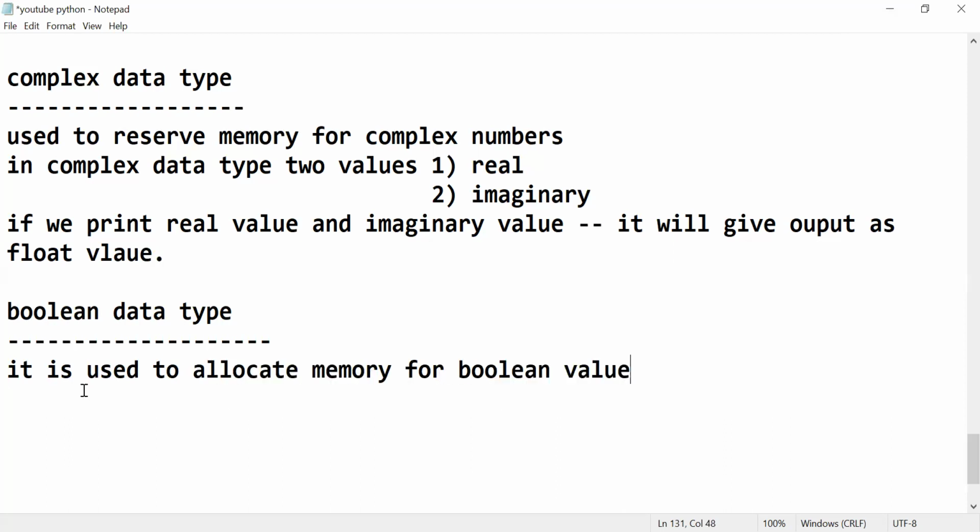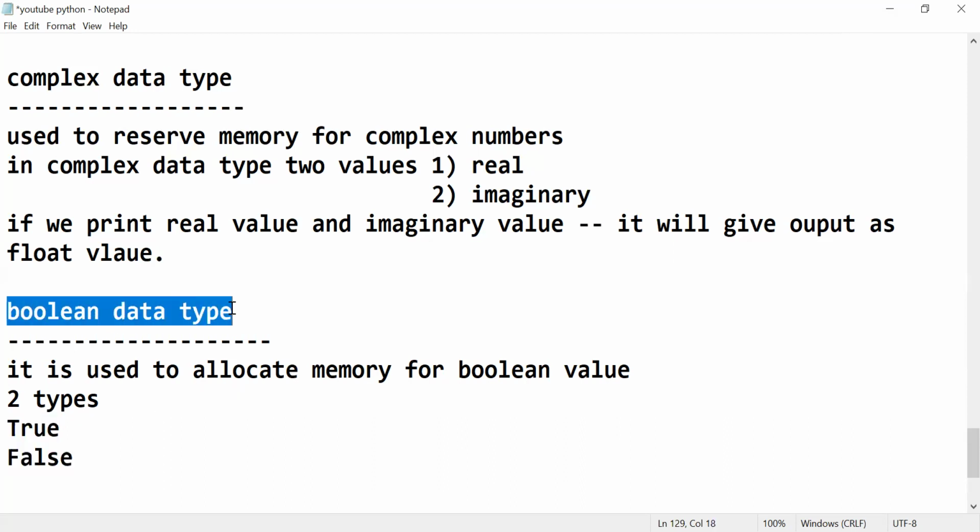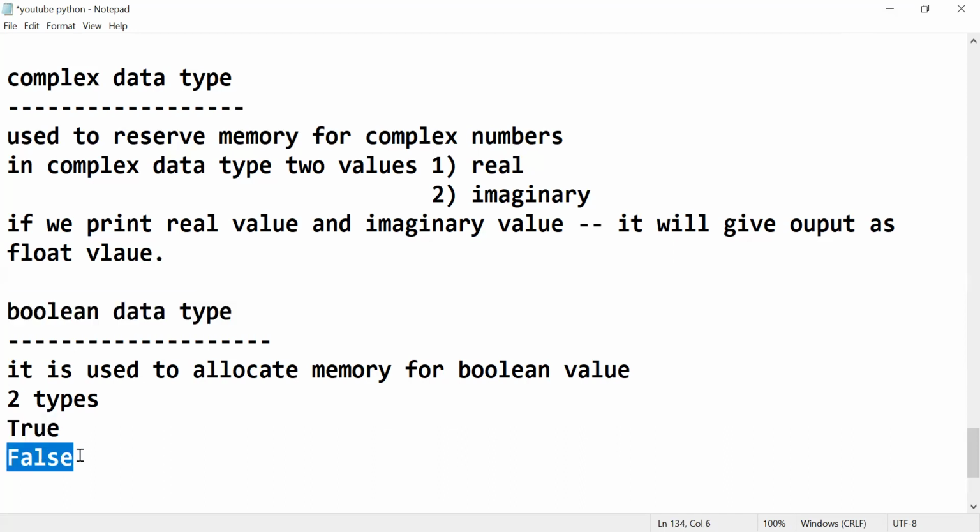What is a Boolean value? In Python, we have two types of Boolean values. One is true and one more is false. We can represent the Boolean data type by these two values. Also, true is represented as the number one and false is represented as the number zero, guys.